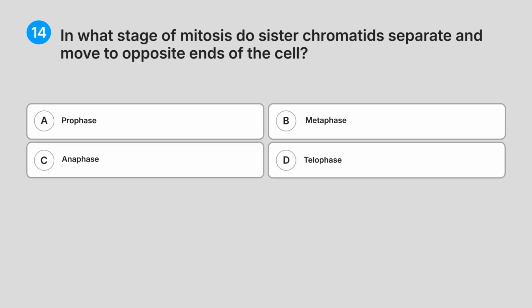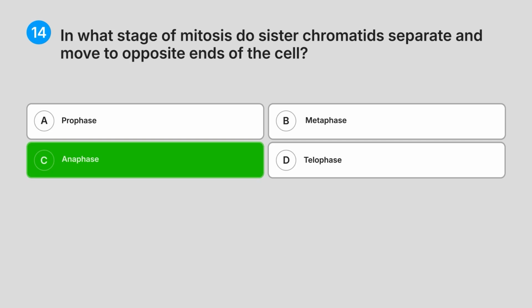14. In what stage of mitosis do sister chromatids separate and move to opposite ends of the cell? A. Prophase. B. Metaphase. C. Anaphase. D. Telophase. Can you guess the answer? Correct. Answer C. Anaphase.